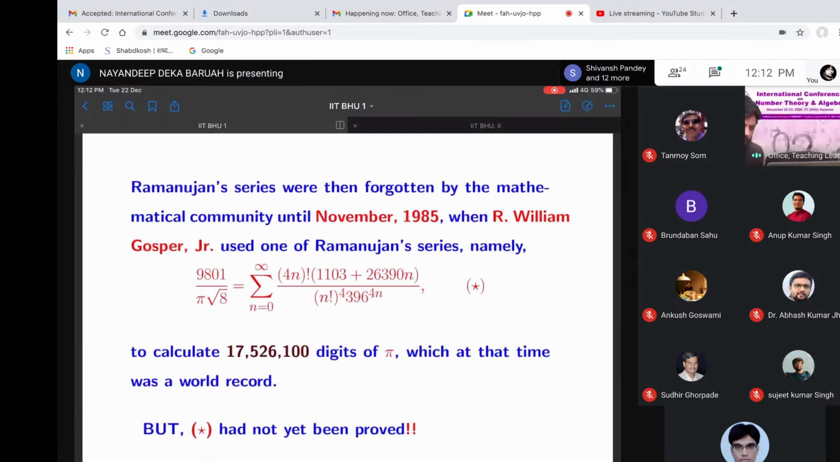Okay. So he calculated over 17 million decimal digits of pi by using Ramanujan's formula. At that time, it was a world record, because before that, Tamura and Kanada had calculated over 16 million decimal places by using the AGM method. So when Gosper calculated over 17 million digits, everybody knew that this must be true. Otherwise, so many digits could not agree like that. But the one problem was that this formula had not yet been proved at that time.